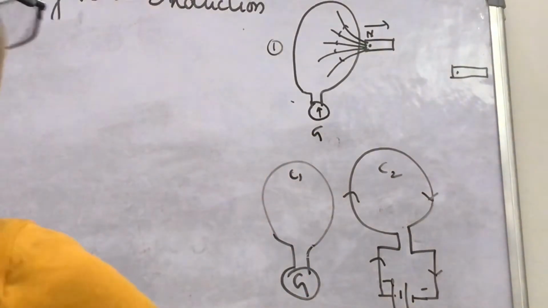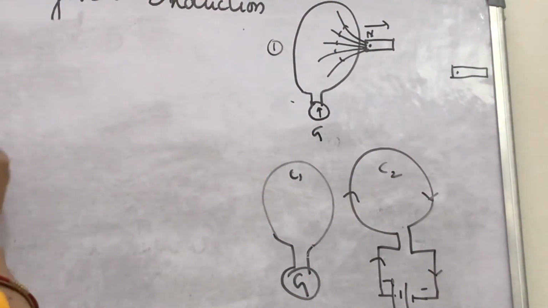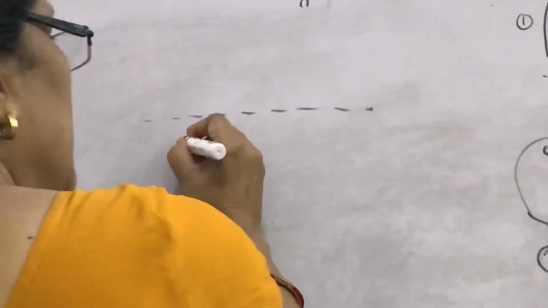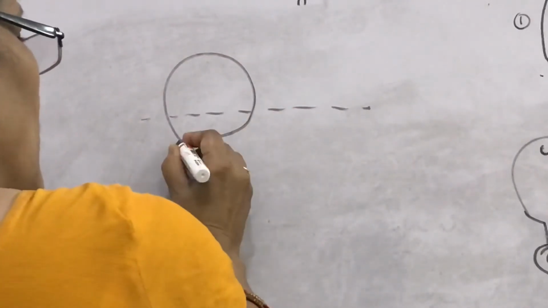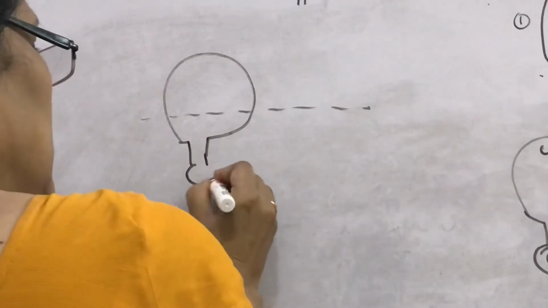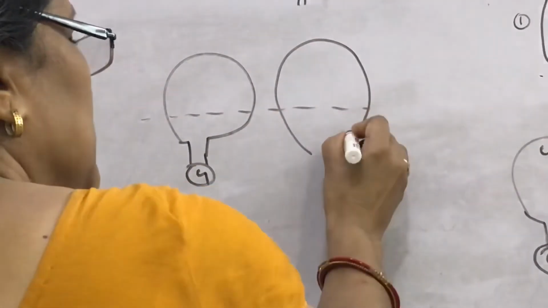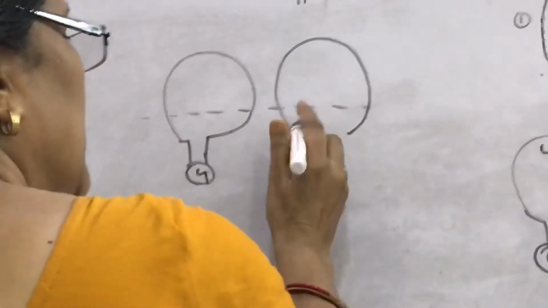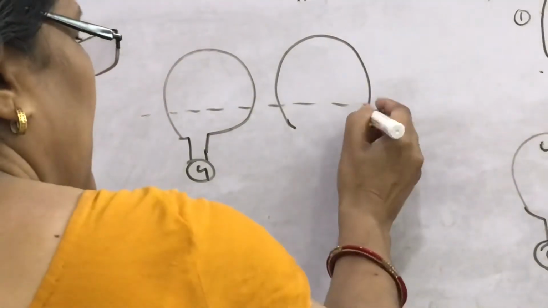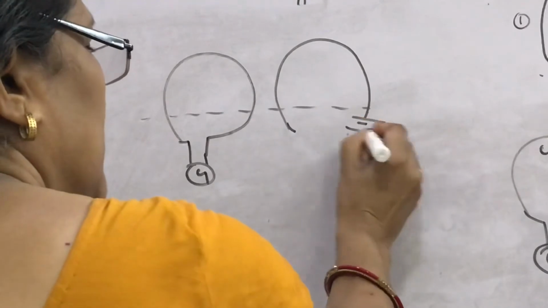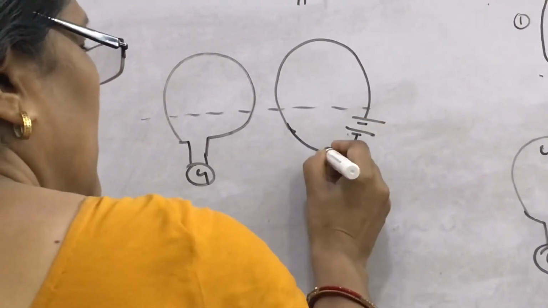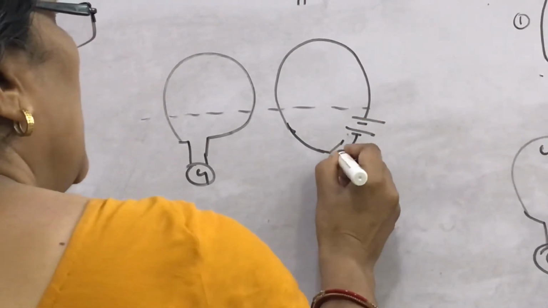What about the third experiment? There is a conducting loop or a coil attached with a sensitive galvanometer, and another coil is placed near it, having a battery connected with it and a tapping key.